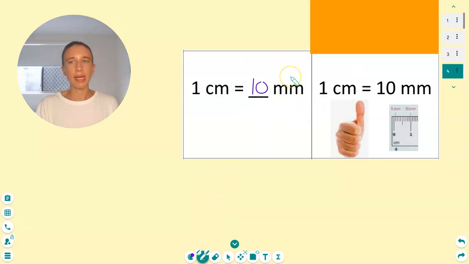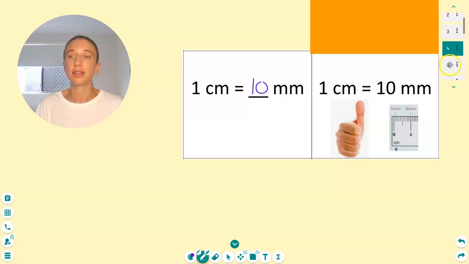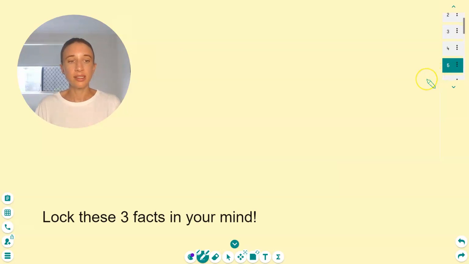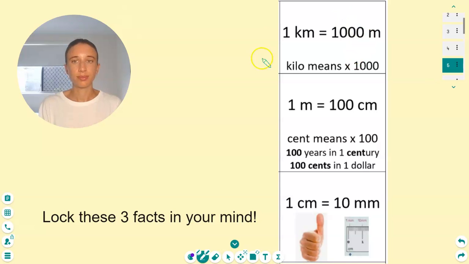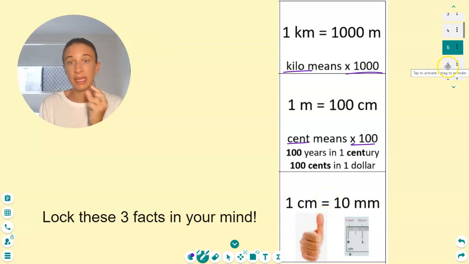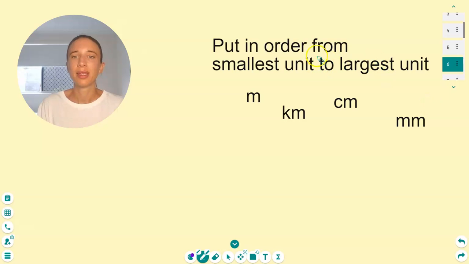So there's 3 main conversion facts and there's a special one called hectares that we're going to go through later. But if you can remember these, you'll be all right. So as I said, lock these 3 facts in your mind. Cent means times 100, kilo means times 1,000, and then 1 centimeter is 10 millimeters. Think of the size of your thumb. How many pins could you fit there?